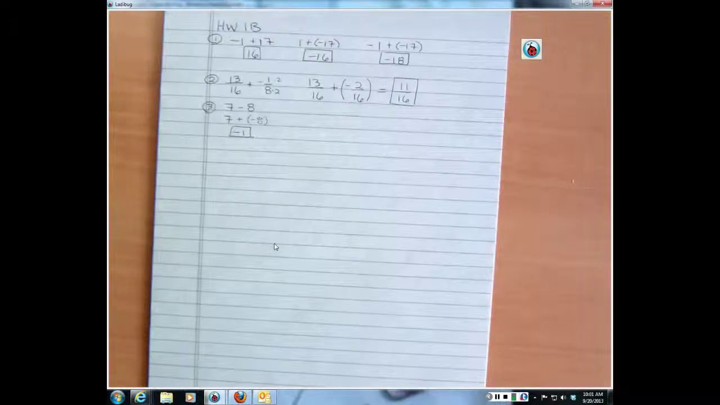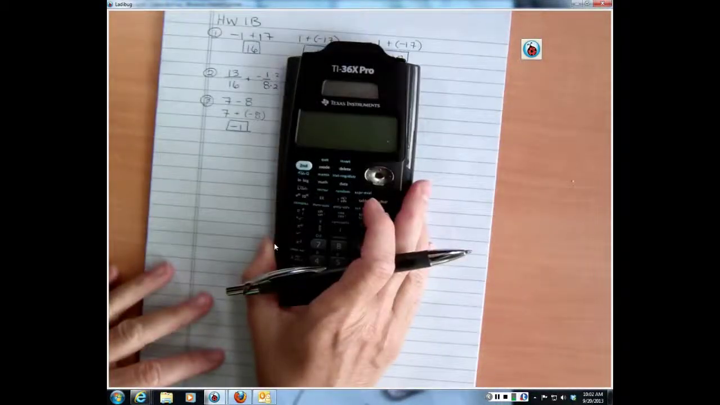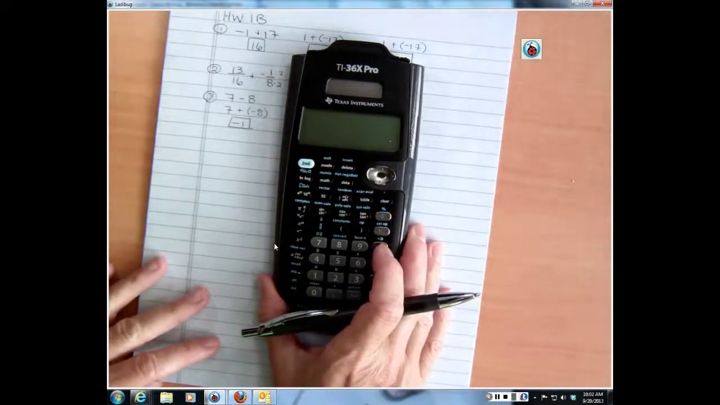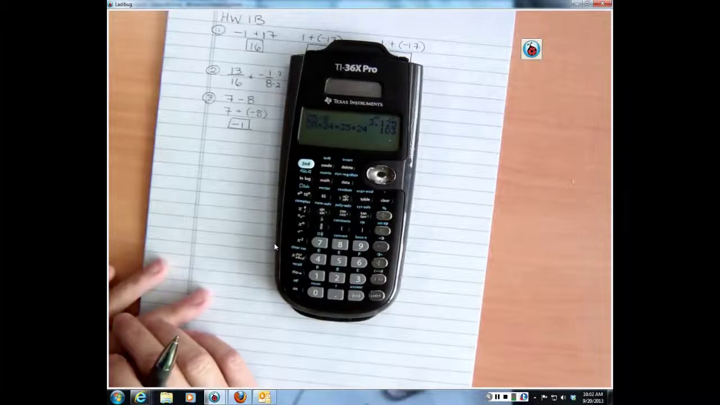These problems you should be able to do in your head. You really should, because if you're spending time doing them on the calculator, you're going to waste a lot of your valuable time. But I don't want the fact that you can't do this math in your head to stop you from being successful in these classes. So I'm going to show you on the calculator something.